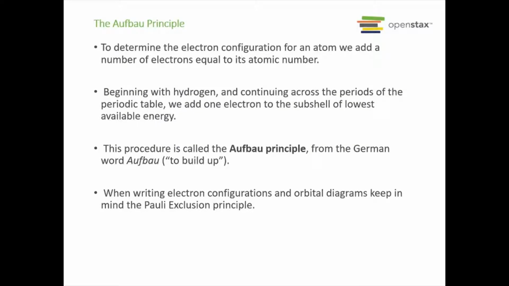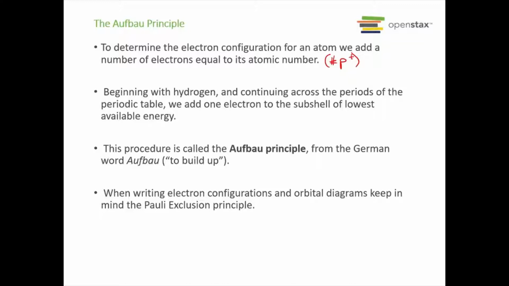So to get the full electron configuration of an atom, we need the number of electrons. For a neutral atom, remember the number of electrons is equal to its atomic number, aka the number of protons. As we continue across the periods of the periodic table, we add an electron to the subshell of the lowest available energy. This is called the Aufbau principle. It's German, from the word Aufbau, to build up.